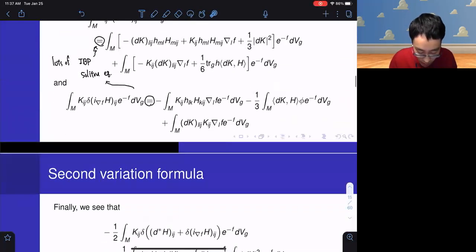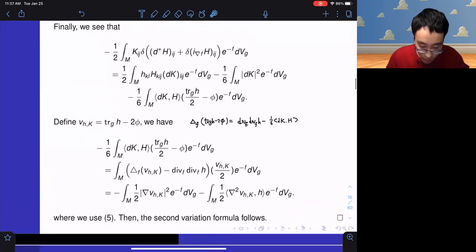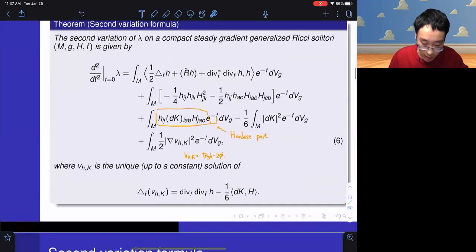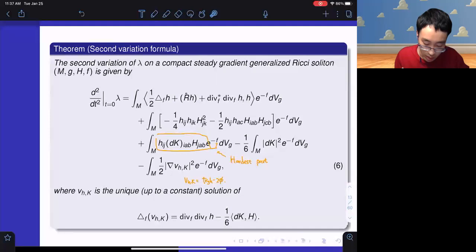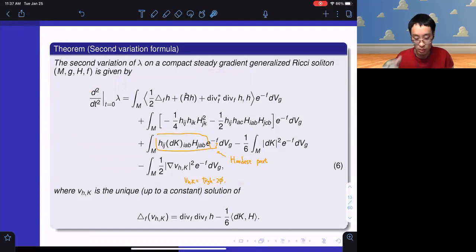It's just a sketch of proof, and it's actually nothing but using lots of integration by parts. But you can see that this is hard to estimate because it's too long and there are some cross terms. So next we want to simplify it. But first of all, we want to find an operator to express our second variation formula, just like what we did in the lambda tilde case.